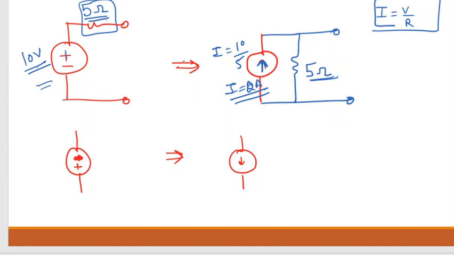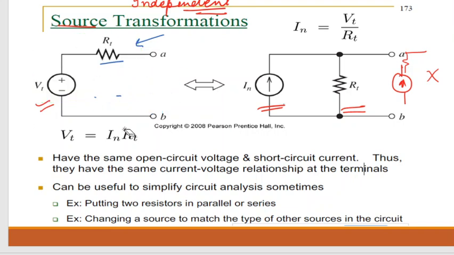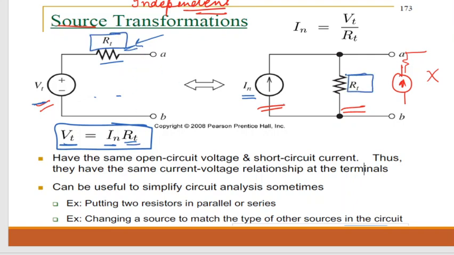Now I am telling you the vice versa. As per your PDF, we have applied Ohm's law, right? So V is VT, I is the current flowing, IN, and RT is the resistance. Here also RT is there and here also RT is there. So it will always be the same resistance. Clear?